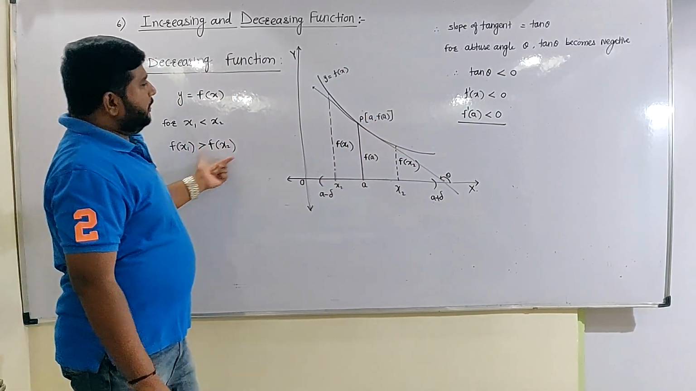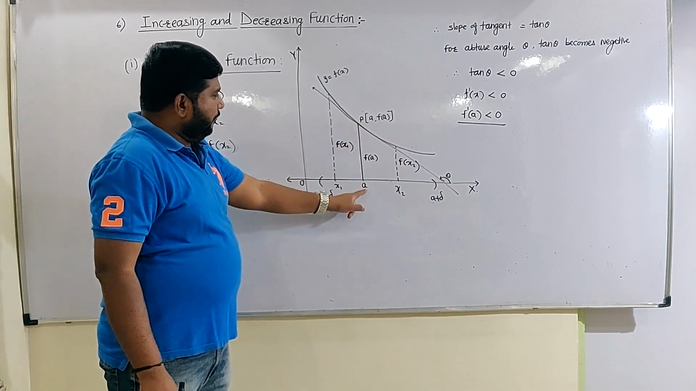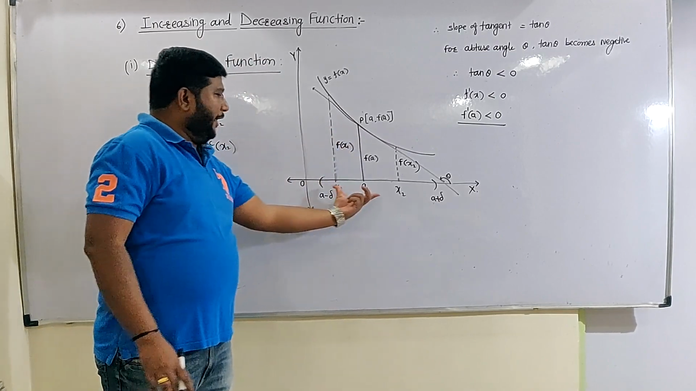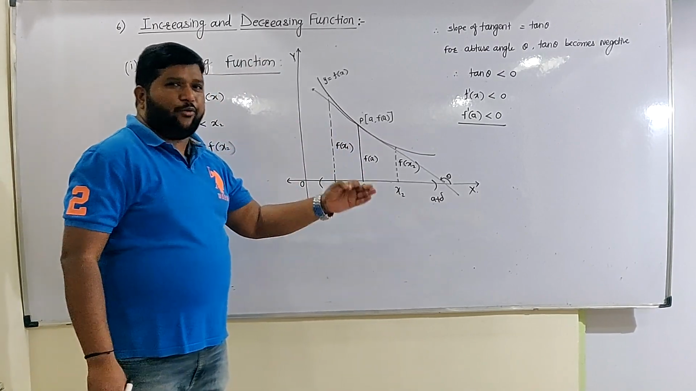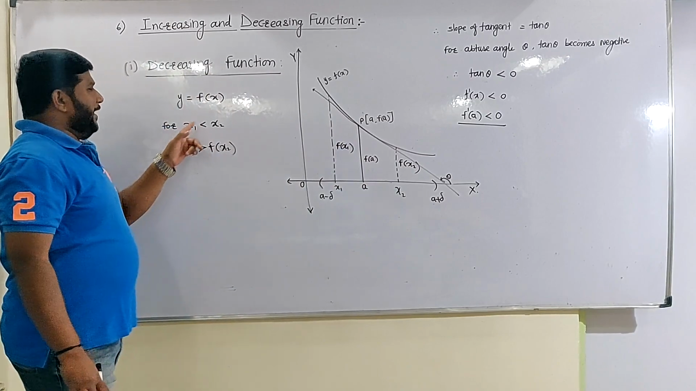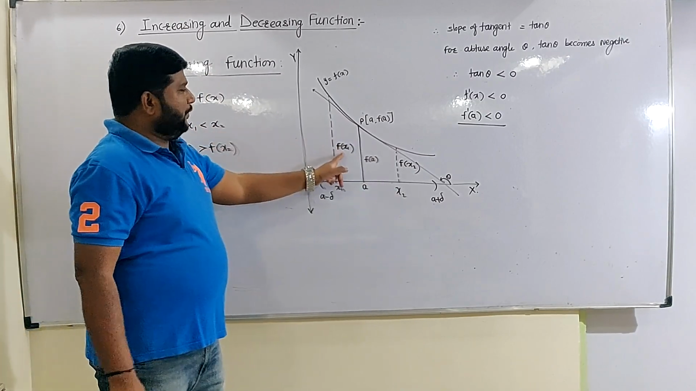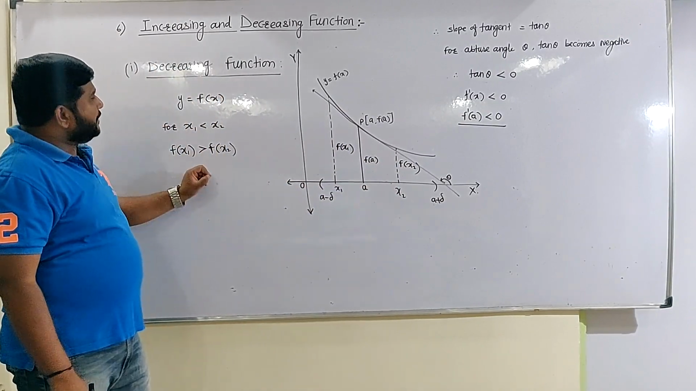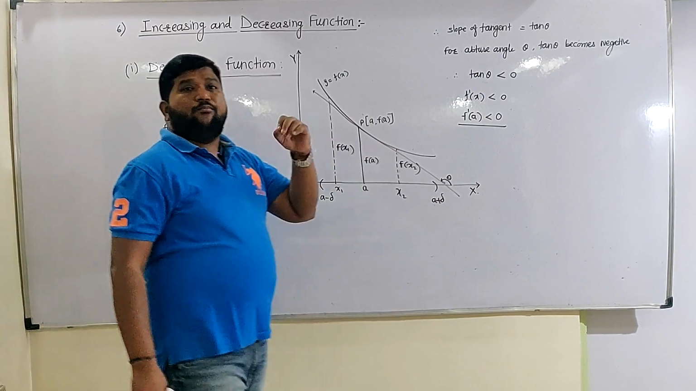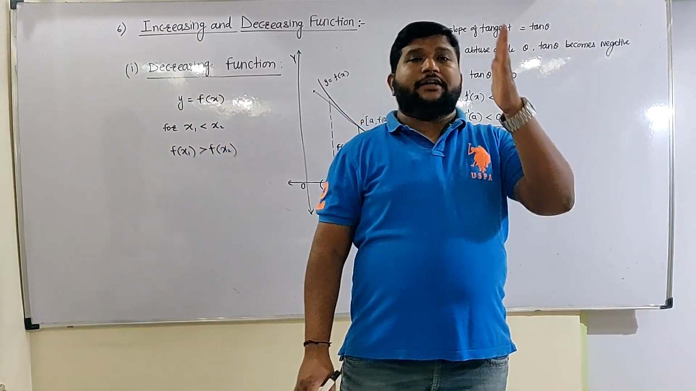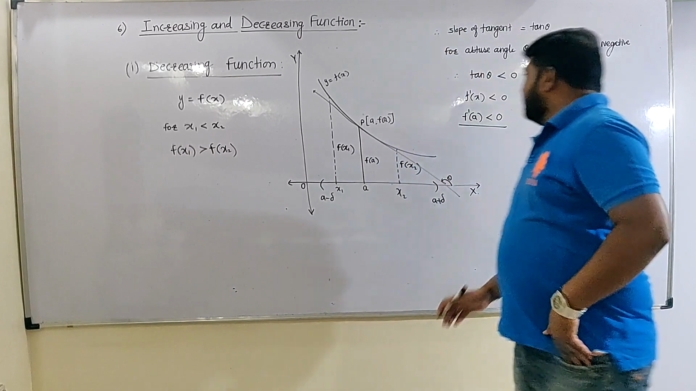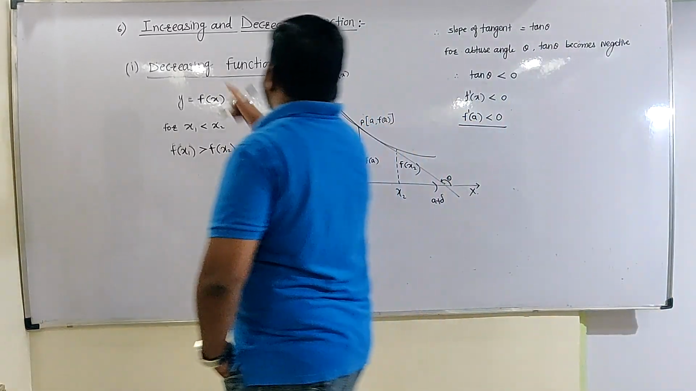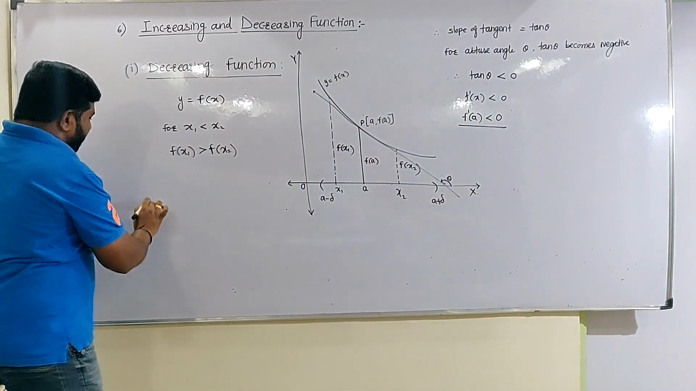So that's why, at this point P at point A from the x-axis, these are the neighborhoods. In that neighborhood there are 2 points x1 and x2. For any points x1 and x2, when x1 is less than x2, f of x1 is greater than f of x2, then we say that this function is monotonically or strictly decreasing function, such that f dash of a is what? Less than 0.